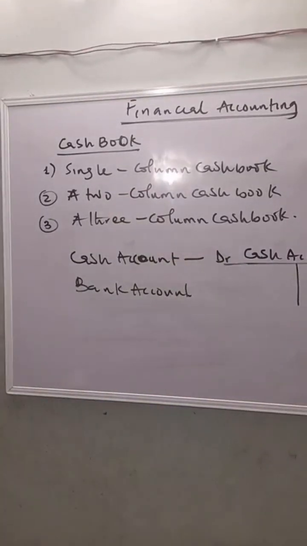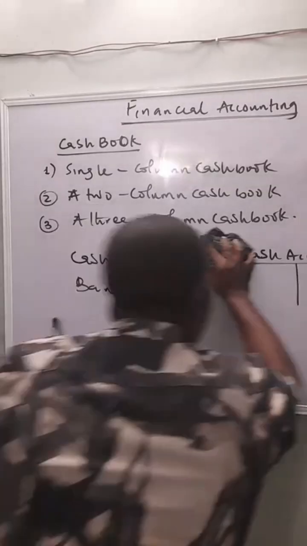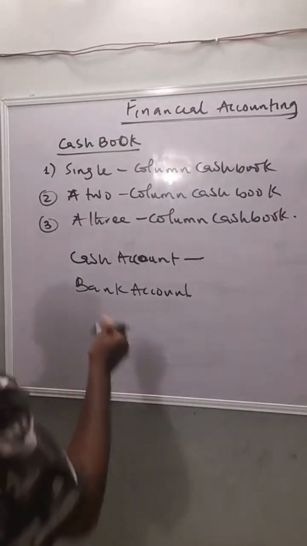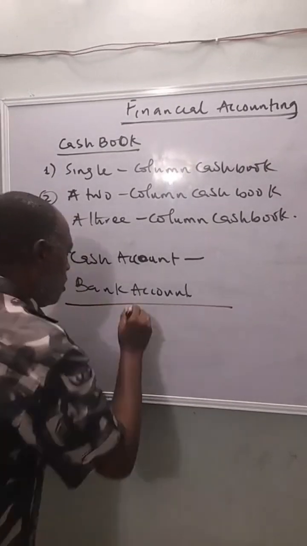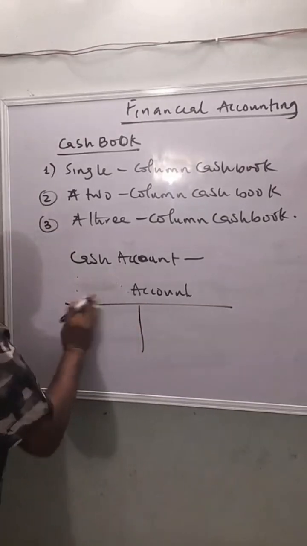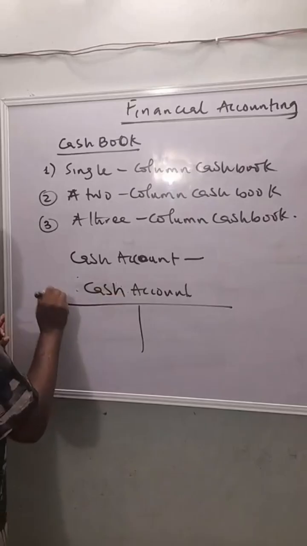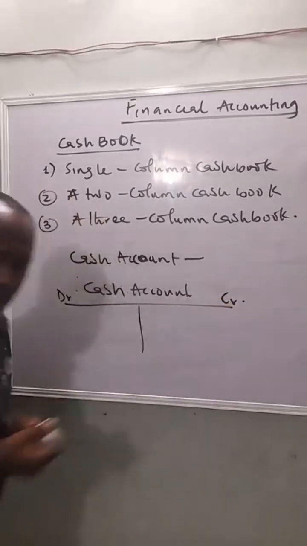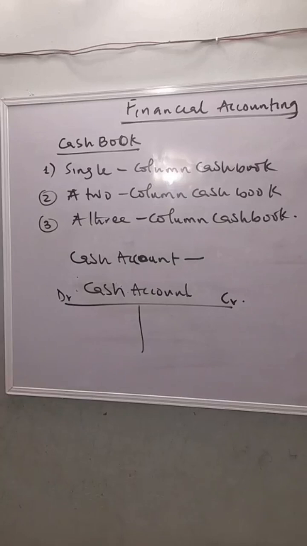If you look at what I have written on the board, this is a cash account. These are debits. These are credits. That is a cash account, and that is a ledger. Any account that has a debit side and a credit side is a ledger, and the cash account is an example of a ledger.